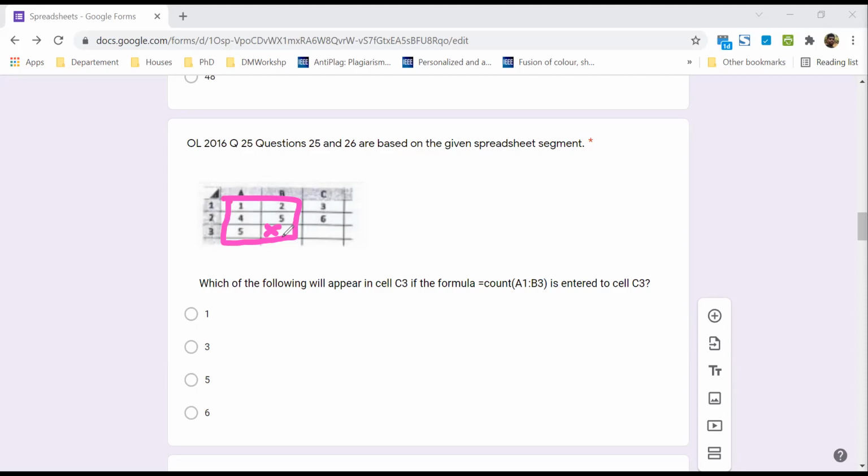So this one is not counted. So that means the answer should be the fifth one, right? Again, about 70% of you got the correct answer, not 6. I think I have repeatedly told this to you earlier as well. Okay, so it was a good question. Right, let's move to the next one.